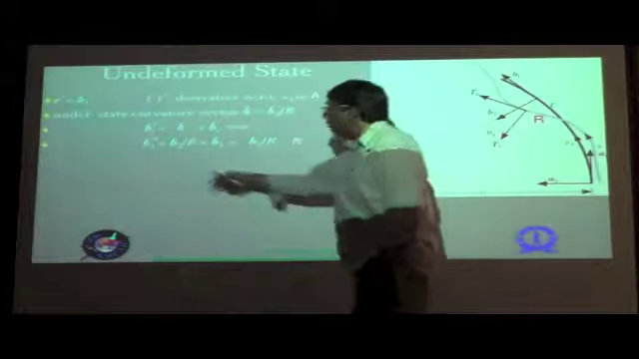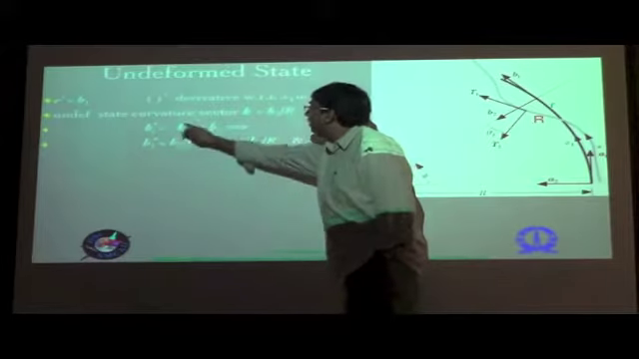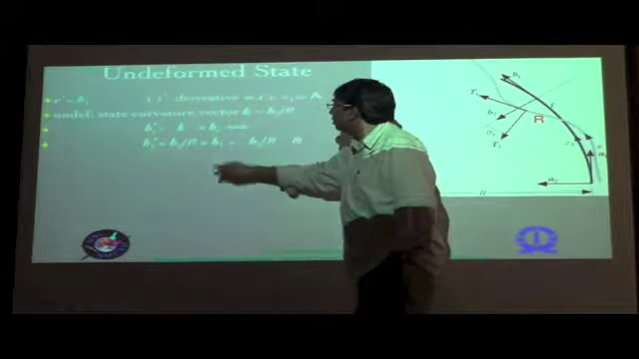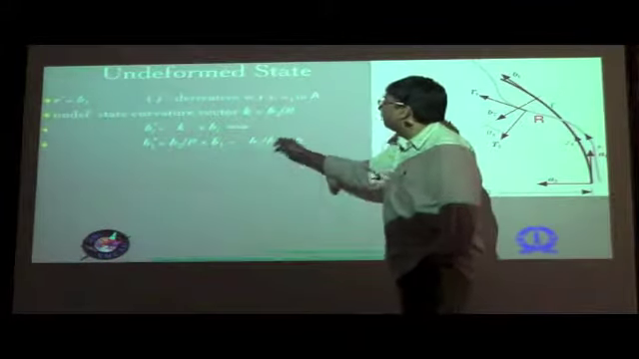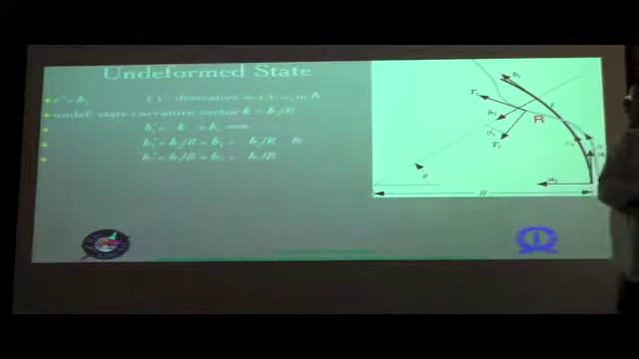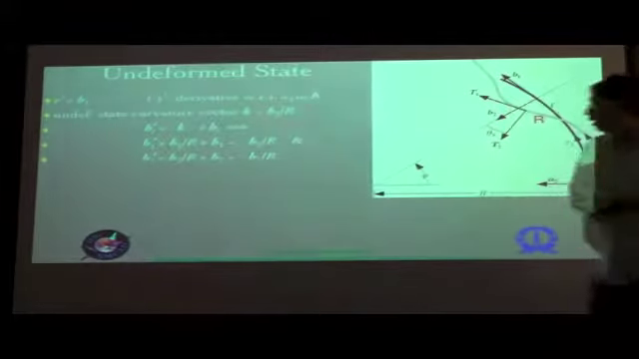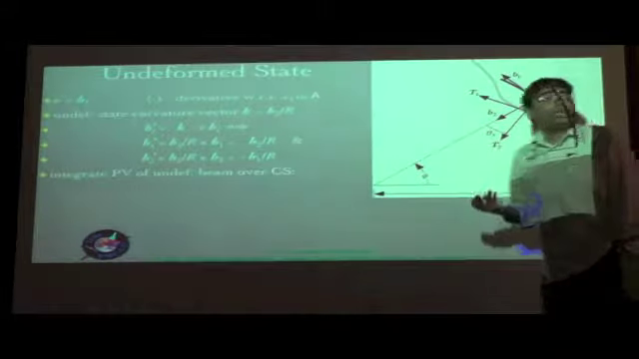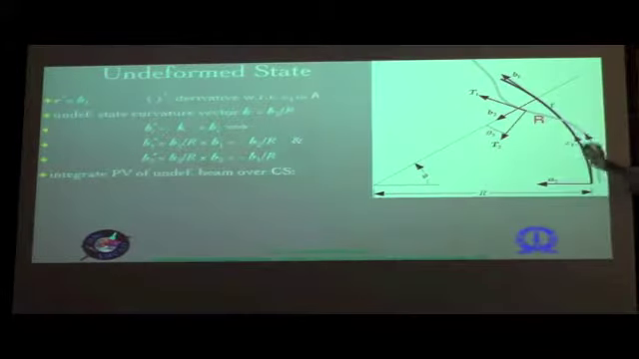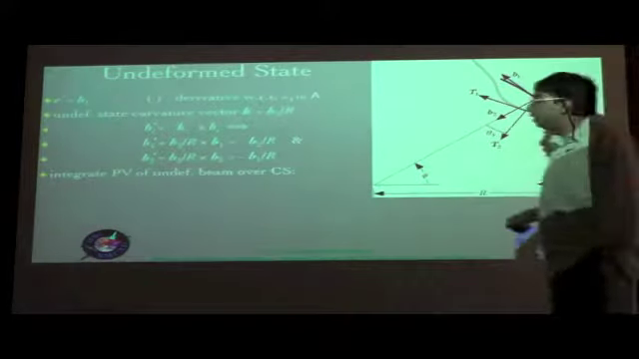So b1 prime you can see is b3 divided by r, which is the value of k crossed with b1. So b3 cross b1 would be b2 by r. Similarly, you would have b2 prime as minus b1 by r. Quite direct to see that. And of course b3 prime is 0 because b3 remains the same throughout the length of the undeformed configuration.